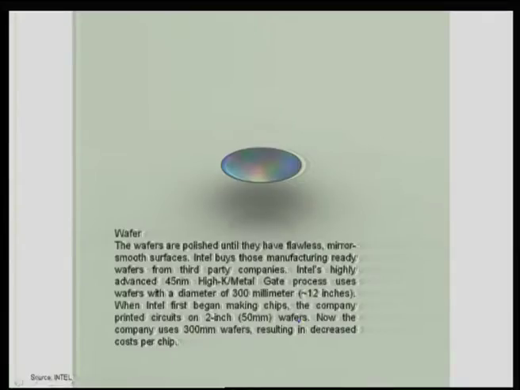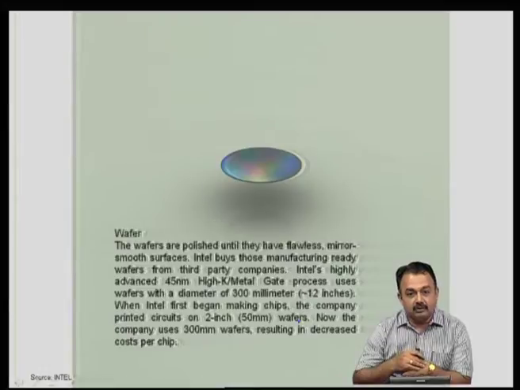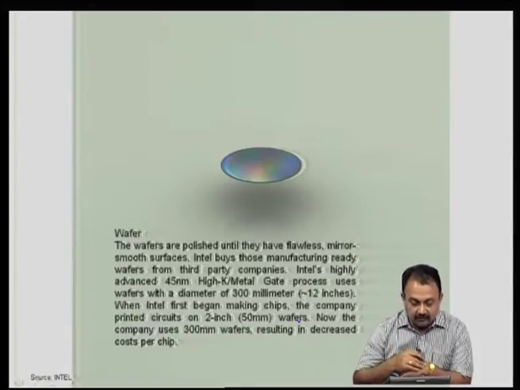As an example, Intel's highly advanced 45 nanometer high-K metal gate process uses wafers with a diameter of 300 mm, around 12 inches. And when Intel first began making chips, the company printed circuits on 2-inch, that is 50 mm, wafers. Now, the company uses 300 mm, moving to 450 mm, resulting in decreased cost per chip, and at the same time the yield is also very high.